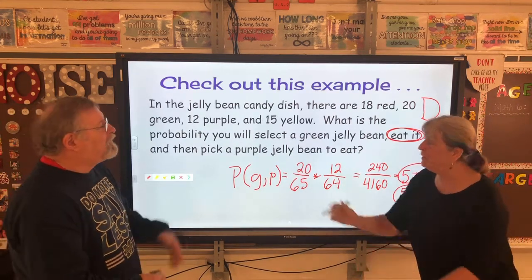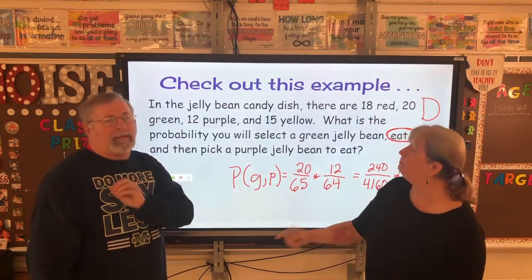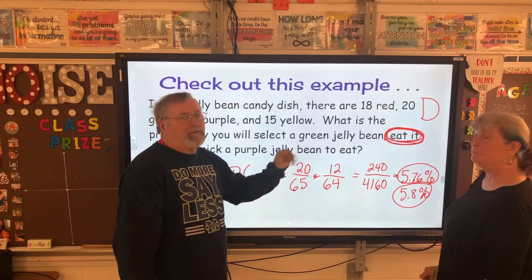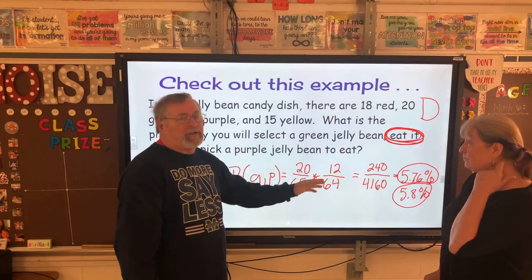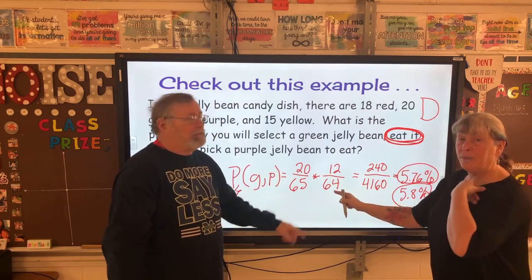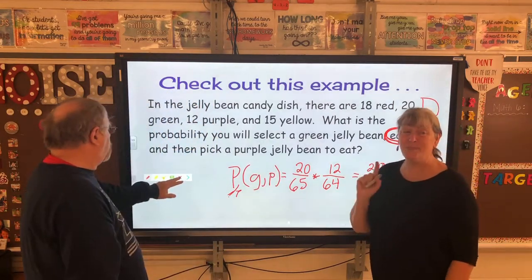Okay, so basically the thing to remember, independent to dependent: in independent ones, these denominators don't affect each other. But in a dependent one, something's going to change. This goes down by 1. The denominator reduces by 1.